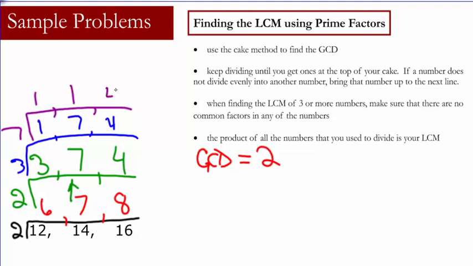Doesn't go into 4, so I'm bringing up the 4. And last, divide by 4. Bring up my 1s here, and 4 goes into 4 one time. So now I've got my candles at the top of my cake here.